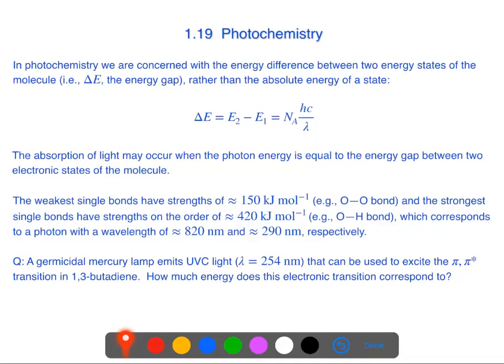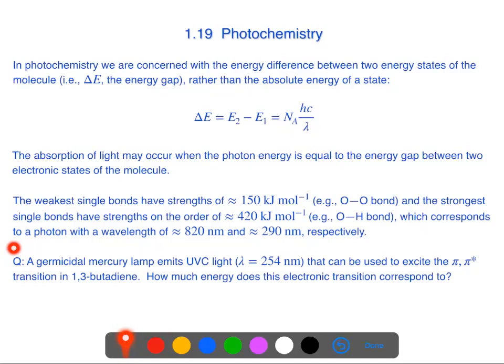Now, the absorption of light may occur when the photon energy is equal to the energy gap between two electronic states of the molecule. For example, the weakest single bonds have strengths of approximately 150 kilojoules per mole. This is typical of an oxygen-oxygen single bond. And the strongest single bonds have strengths on the order of 420 kilojoules per mole, typical of an oxygen-hydrogen single bond. Now, these energies correspond to photons with a wavelength of 420 nanometers and 290 nanometers.